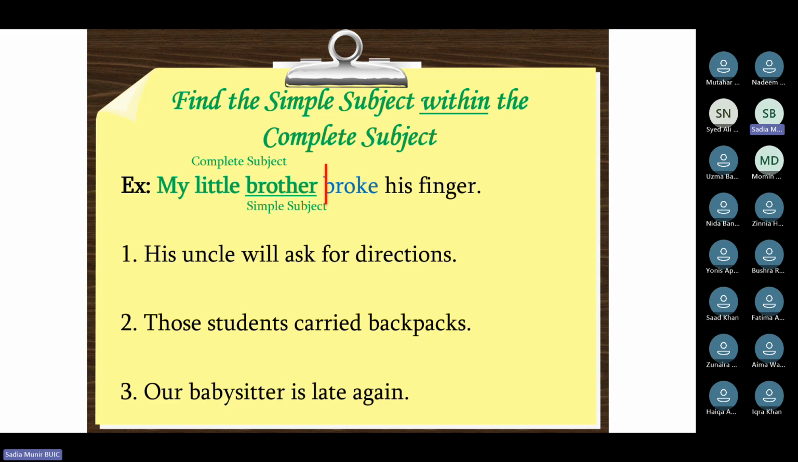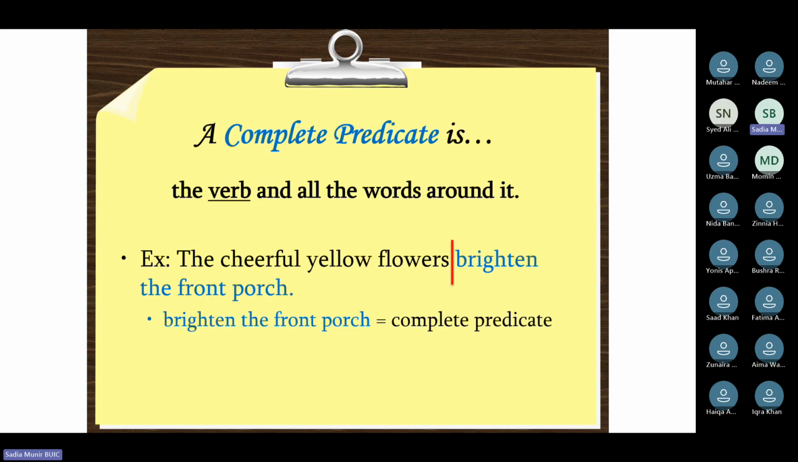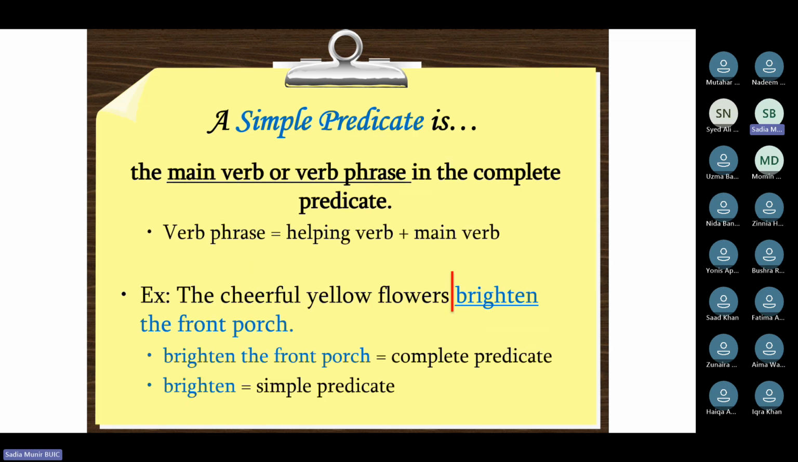So this is your key to understand simple subject and complete subject. And then you have other examples to learn from. Then let's move forward to complete predicate. We have the same sentence, but now we will be focusing on the predicate part. Remember, predicate is where the verb starts. It could be a verb phrase.